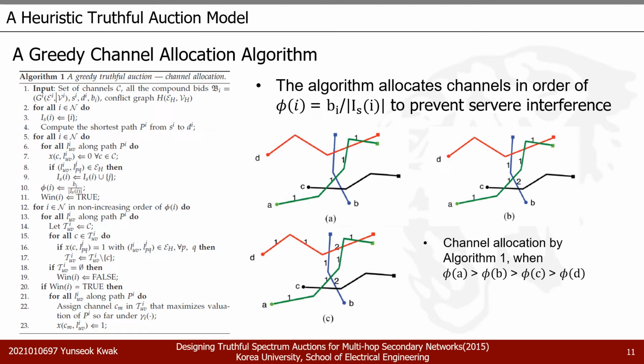And now we see the example, where phi A is the largest, and then phi B, phi C, phi D. First, in the figure, we can see that A can be allocated channel 1, and then we can allocate B by allocating channel 2 in this conflict graph. And now C cannot be allocated any channel because in this situation, channel 1 and channel 2 are all allocated to other secondary networks. So C cannot be allocated any channel. And now D can be allocated.